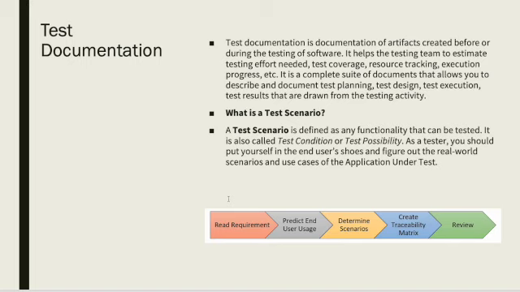All right. So it is a complete suite of documents that allows you to describe and document test planning, right? Test design, test execution, test results that are drawn from the testing activity. So that is just what test documentation is all about. So we have documents that involve test planning, test design, test execution, test result.